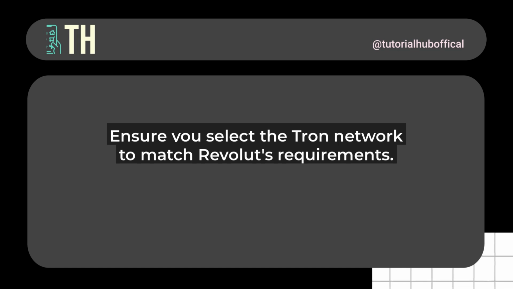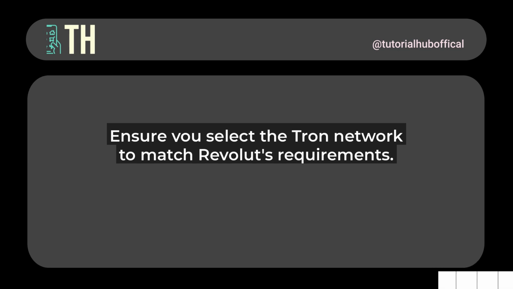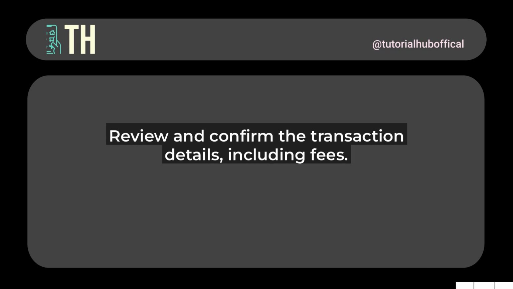Step 3. Enter the amount you want to send. Be precise. Start with a small amount if you're testing. Review the transaction details, including fees, which can vary based on network congestion. Once everything looks good, confirm the withdrawal. You'll get a confirmation email or notification from Kucoin.